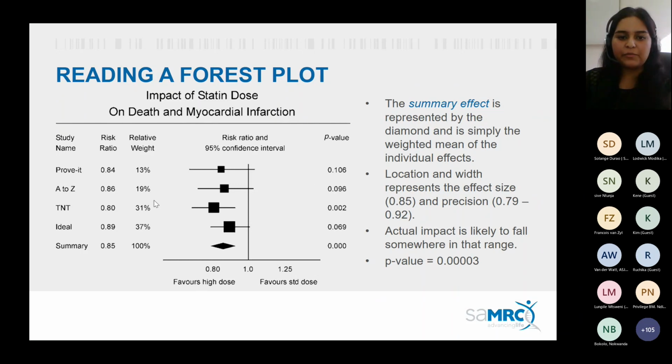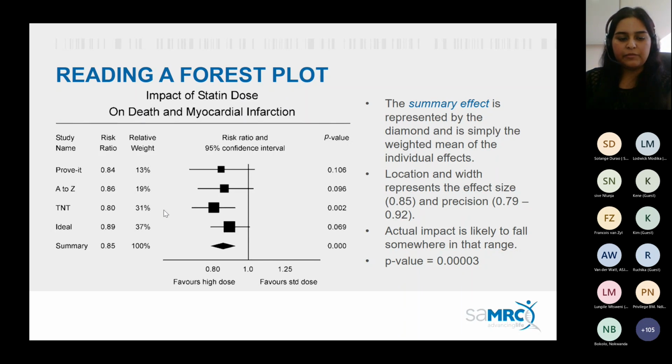And finally, we have the summary effect. This is represented by the diamond and is simply the weighted mean of the individual effects. So the location and the width represents the effect size. The actual risk ratio of our summary effect is 0.85, and the precision is 0.79 to 0.92. That means based on all of these studies, the actual impact of statin dose on death and myocardial infarction is likely to fall somewhere within this range of 0.79 to 0.92.